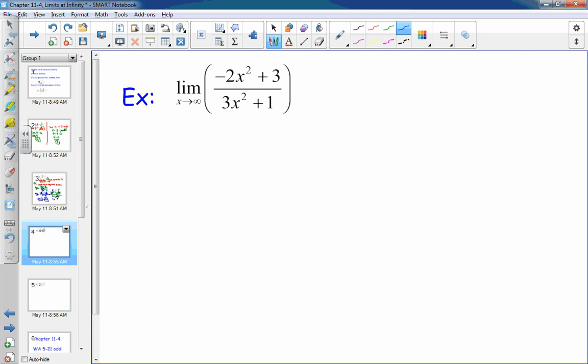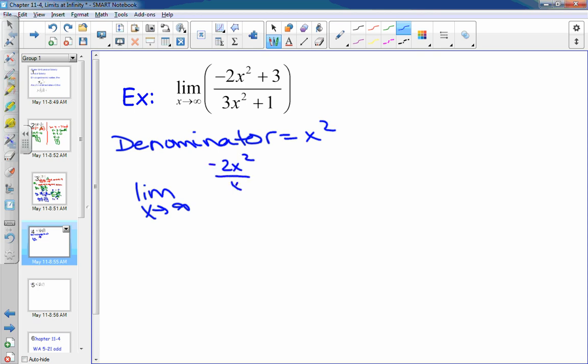Okay, what am I doing? Step 1, look in where? The denominator. What is my highest variable with the highest exponent, I should say? So in my denominator, what I'm looking at is going to be x squared. So I'm going to take the limit as x approaches infinity. Does it matter if it's negative infinity or infinity? Not in this case, does it? That's going to be negative 2x squared over x squared plus 3 over x squared, all over 3x squared over x squared plus 1 over x squared.